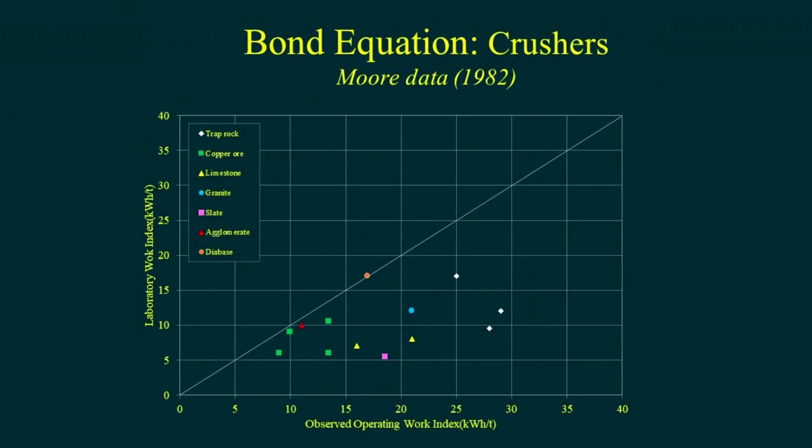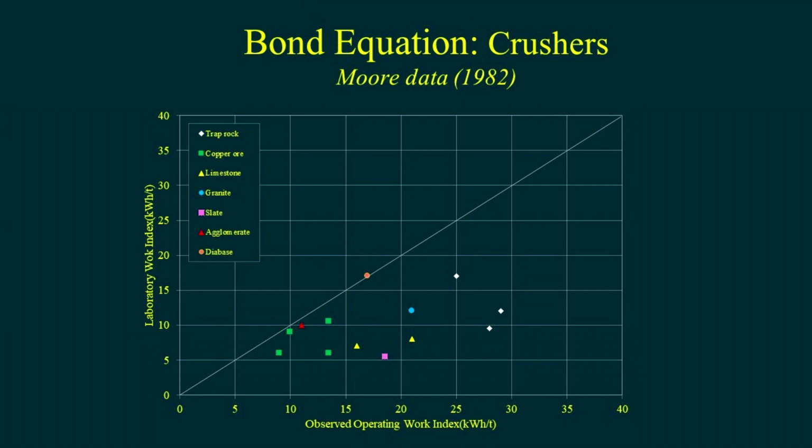Let's have a look at Bond's equations. Go back to 1982, and this is Bond's for crushers. A guy called Moore published these data. At the bottom is the observed work index, so these are from real plants, and on the y-axis is the laboratory work index. If Bond's test and his equations are correct, these should all fall on that line, or at least there should be minimal scatter, but they should be arrayed along that line.